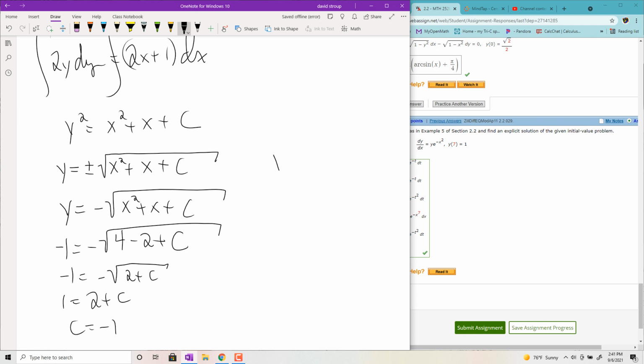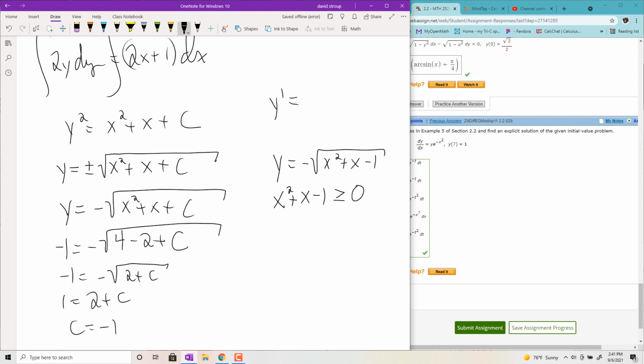So our particular solution looks like y equals negative square root of x squared plus x minus 1. There's an issue here though, right? Because the interval definition is what? Well, I need x squared plus x minus 1 to be greater than or equal to 0. And likewise, you need that to work. You also need to worry about the derivative as well.